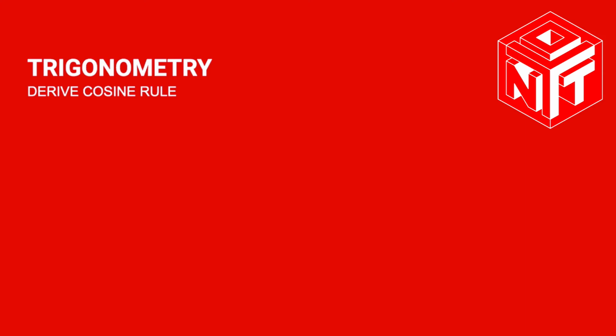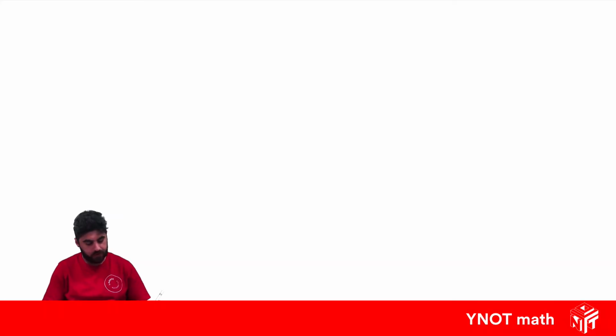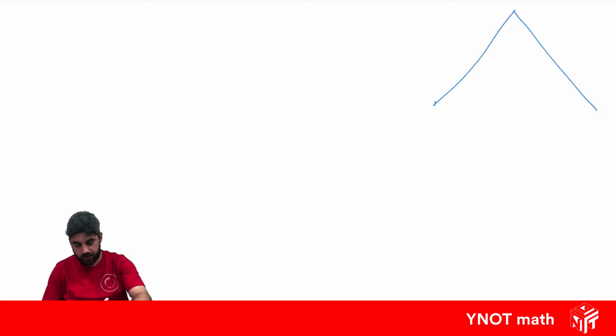Derive the cos rule. So here we're going to look at how we can derive the cos rule, and let's draw up a non-right angled triangle. Call this big A, big B, big C. This will be little a, little b, and little c.